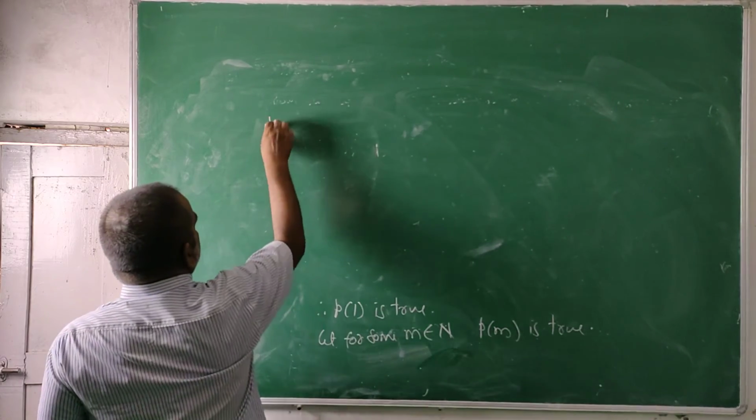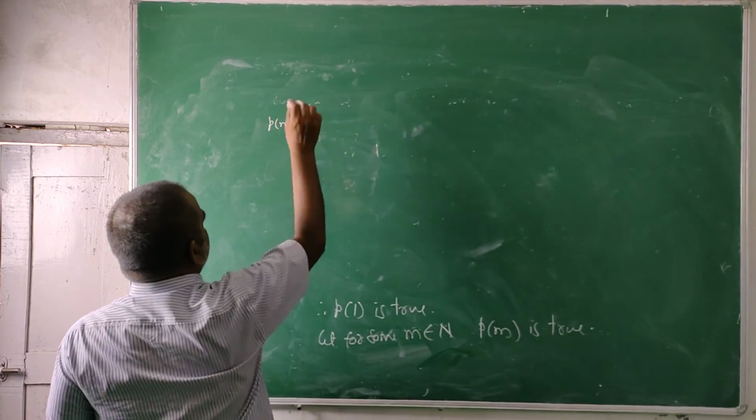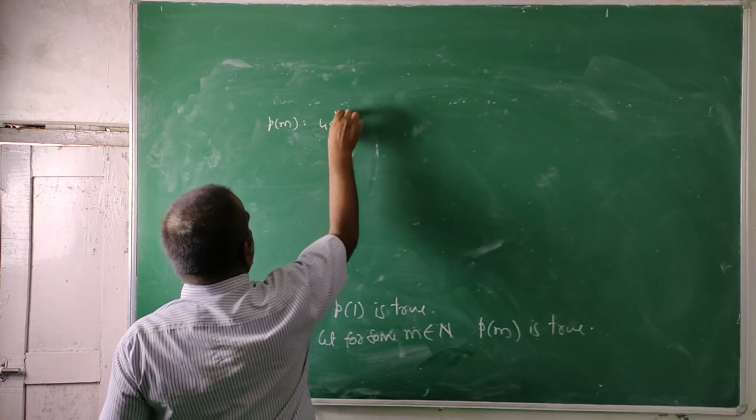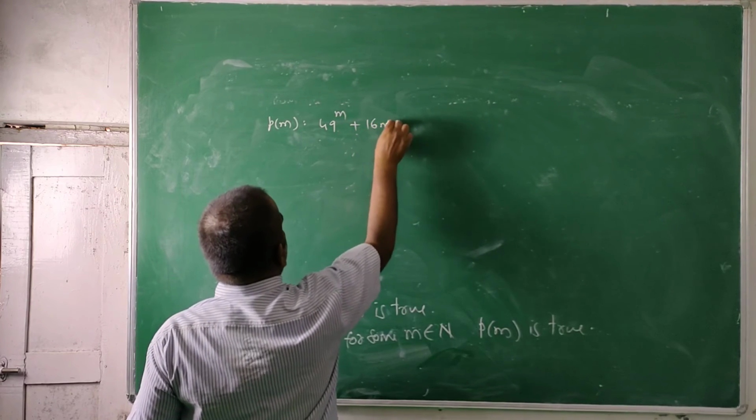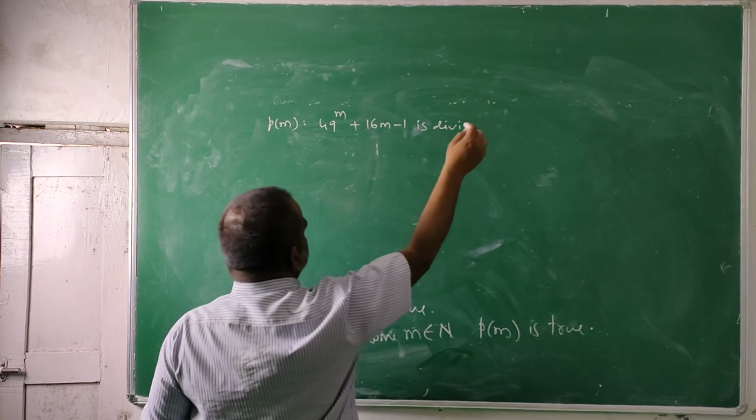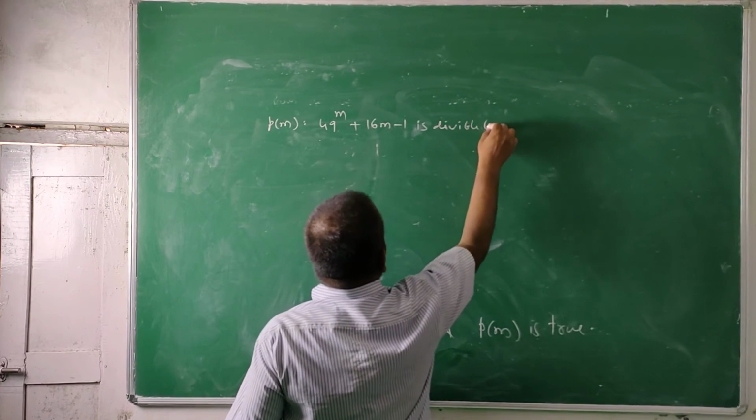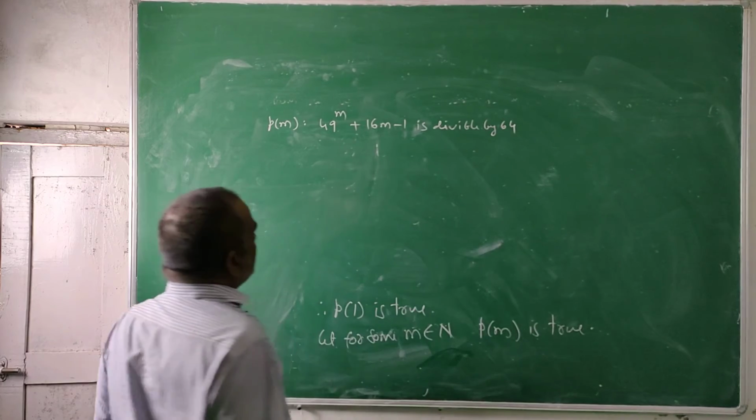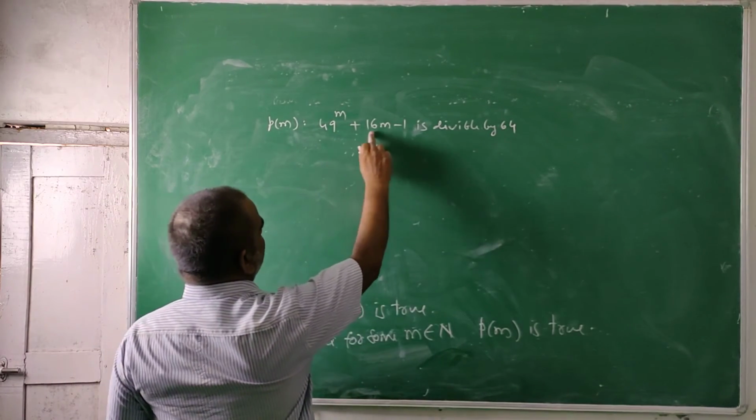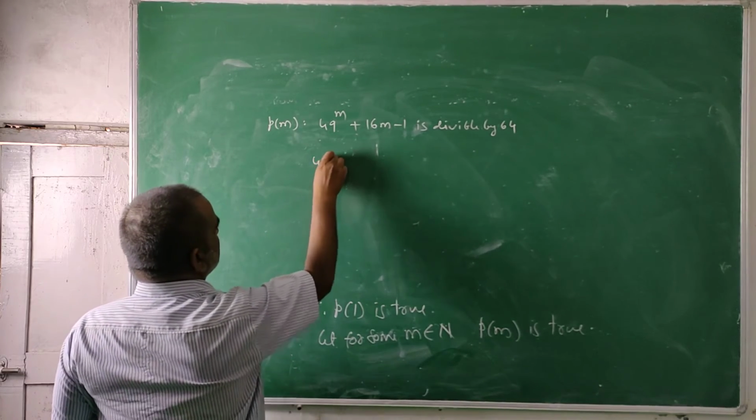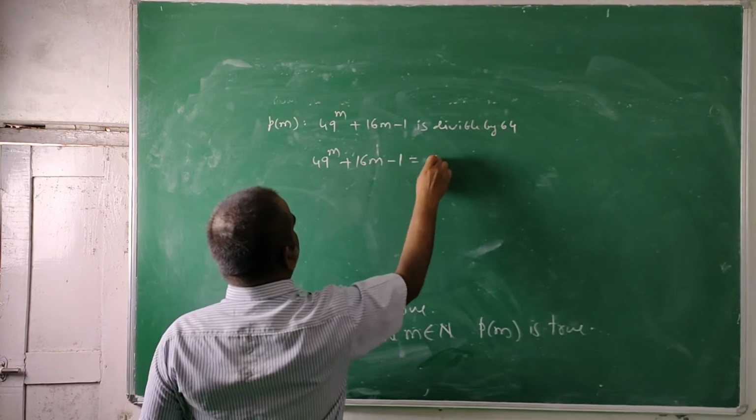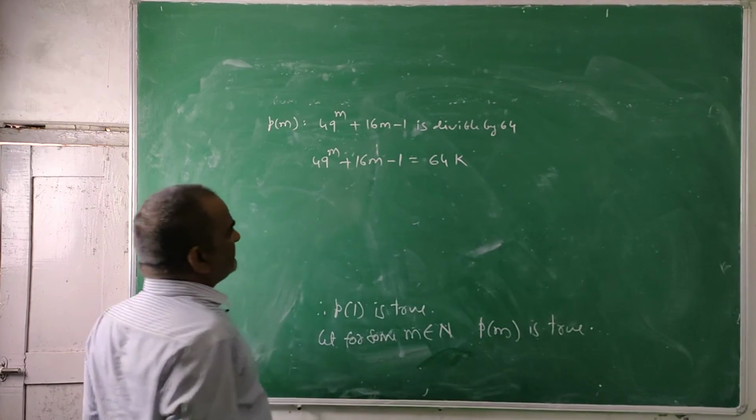P of m, which you are considering as true, that is, 49 to the power of m plus 16m minus 1 is divisible by 64. Again, using that same division algorithm, as this expression is divisible by 64, this expression is a multiple of 64 for some integer k.